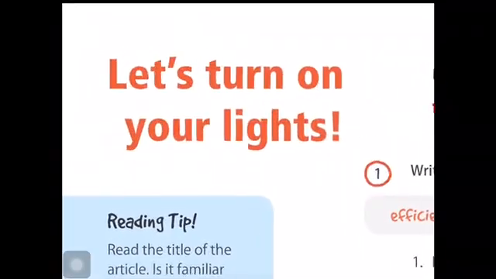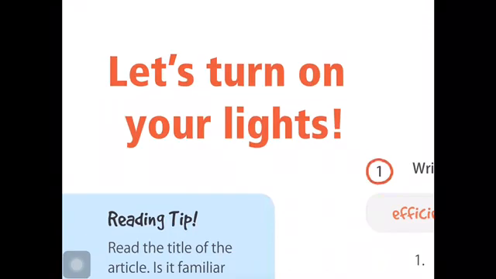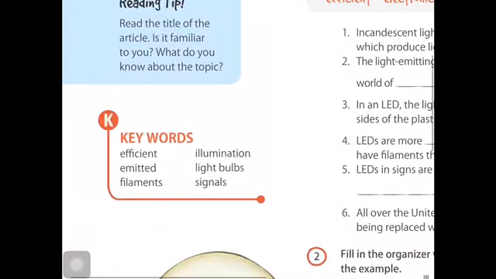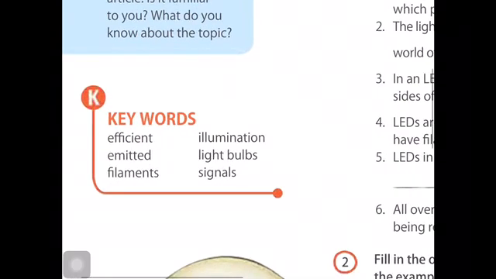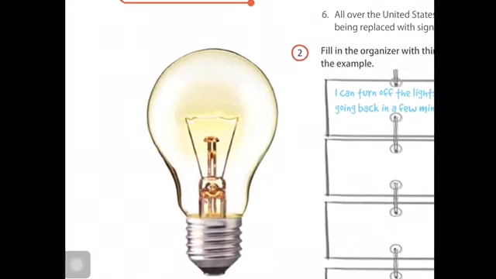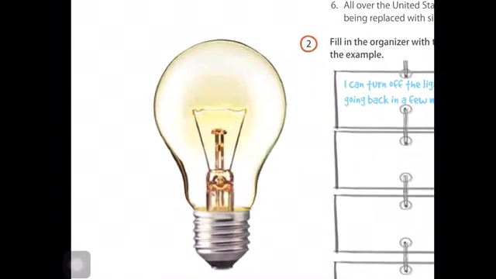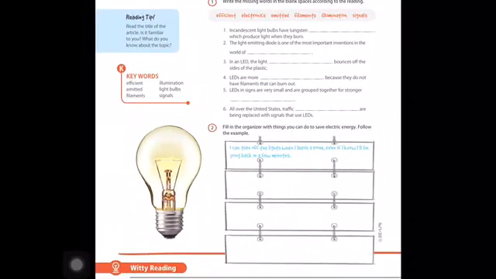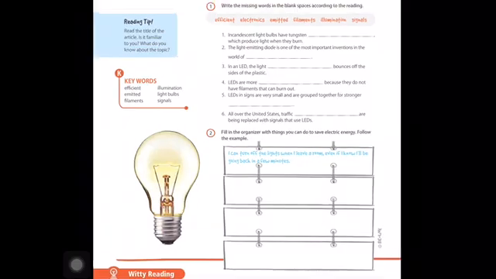What is the opposite of turn on? Yes, it is turn off. Okay, very good. And the keywords are efficient, emitted, filaments, illumination, light bulbs, and signals. Look, this is a bulb. This is a light bulb. When you turn on the light, it is illuminated. Okay, and when you turn it off, well, there is no light in the room.